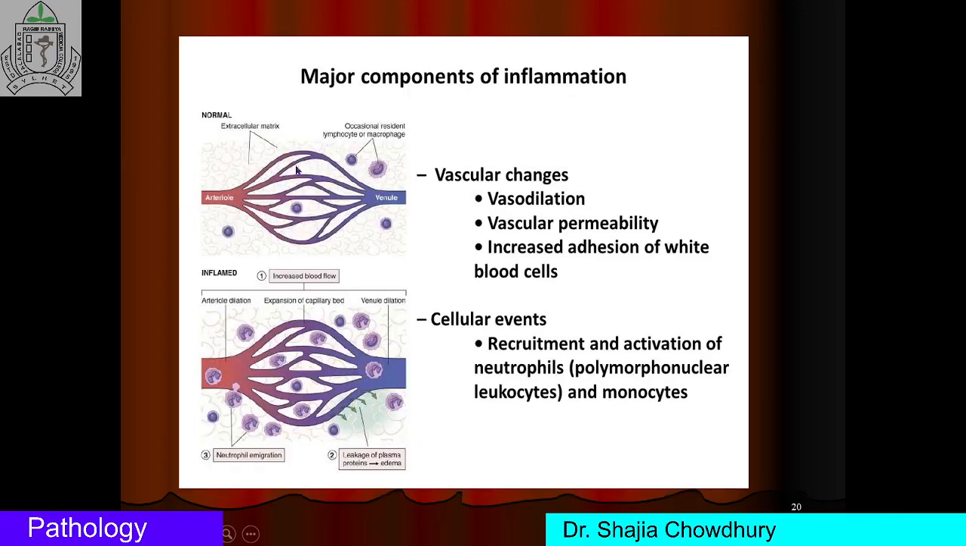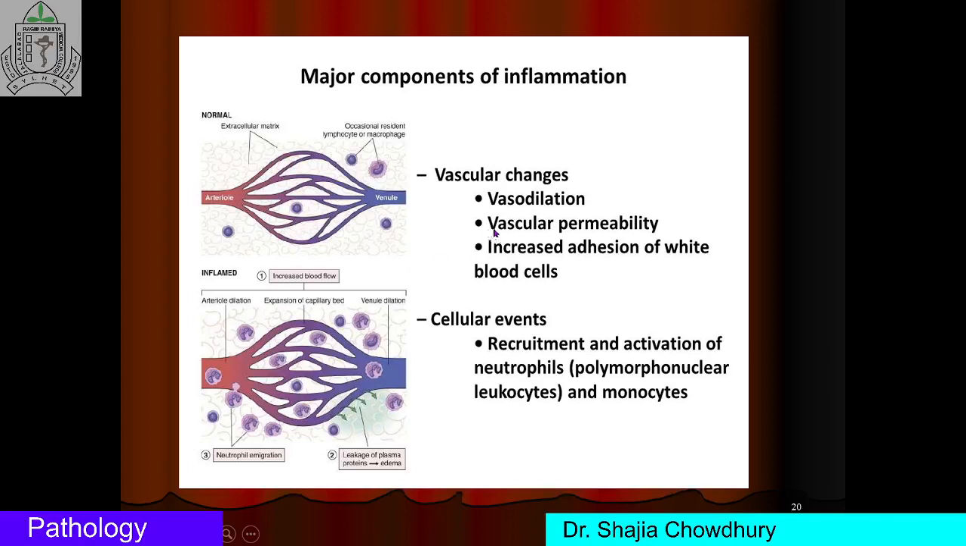This is the normal figure of blood vessels. This is the arterial end, and this is the venous end, and this is the extracellular matrix, and the inflammatory cells reside inside the blood vessels. And what will happen in inflammation? The vascular change, that is vasodilation. This is the normal blood vessel, and this is the inflamed blood vessel. Vasodilation means the blood vessels are dilated or enlarged in size. These are arterial dilation and venous dilation.